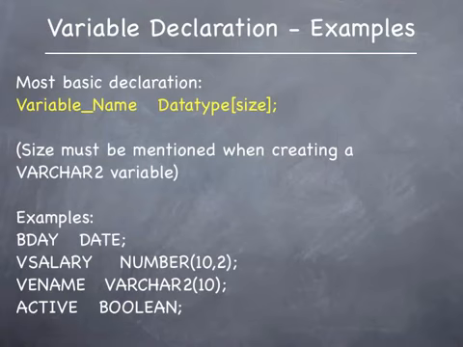When declaring a variable, each variable declaration should be terminated with a semicolon. Also note that in all these examples, the initial value that is stored for these variables will be null.